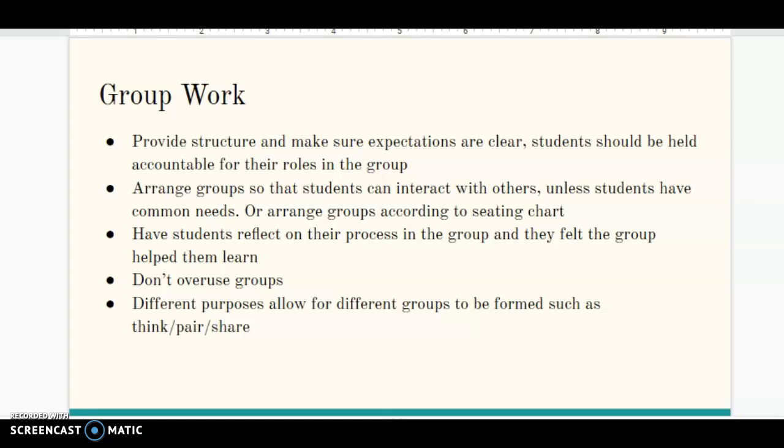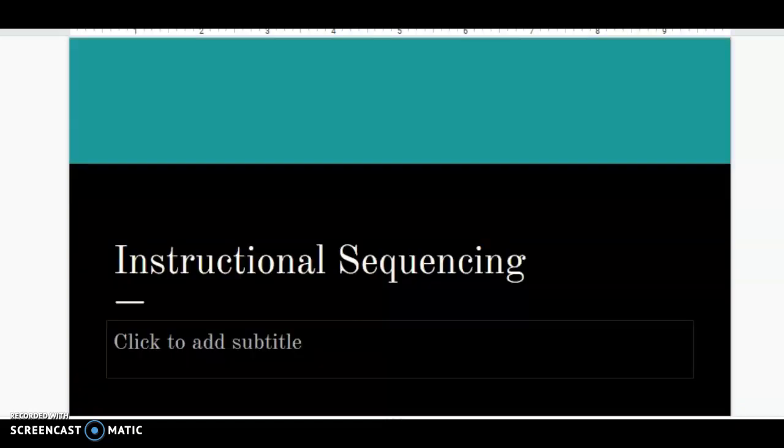Another huge one is don't overuse groups, just because they can become tiring and students often get bored in groups. If they start to talk too much, that means they're not actually talking about what they should. And then allow or create different purposes for groups to be formed, or form different groups such as think, pair, shares. And then going on to instructional sequencing.